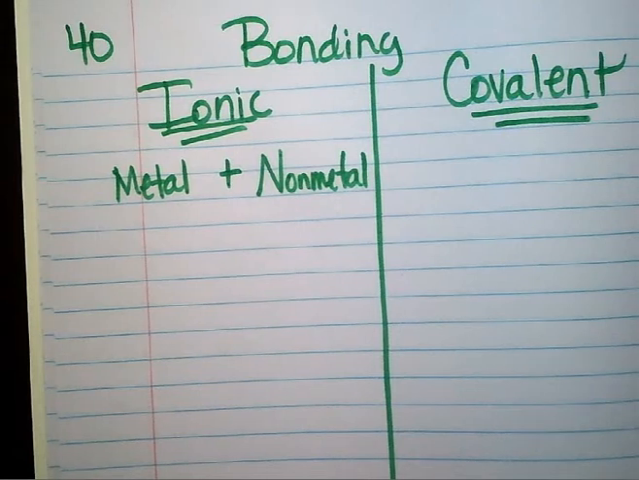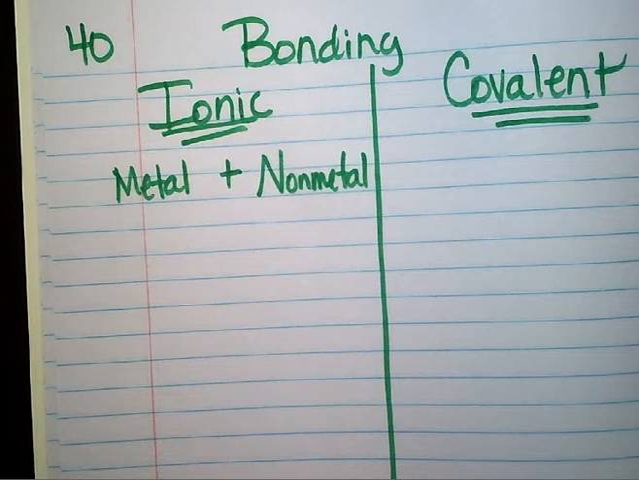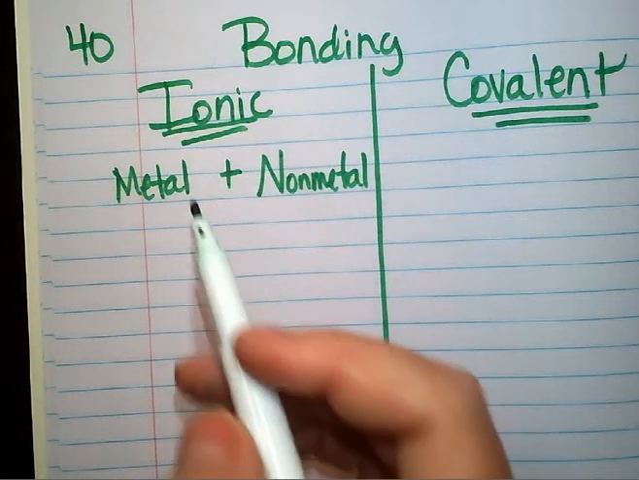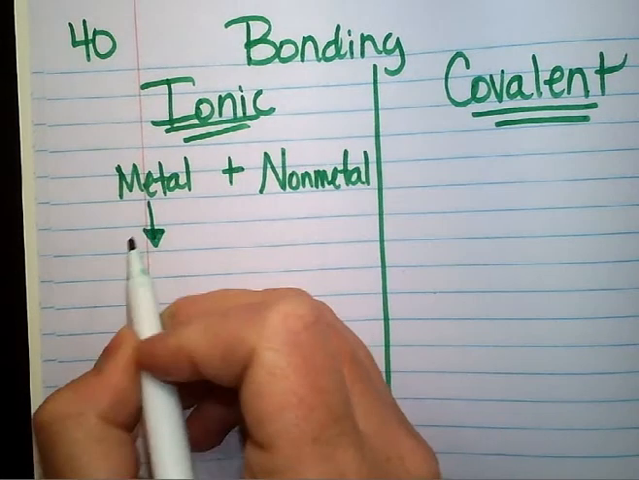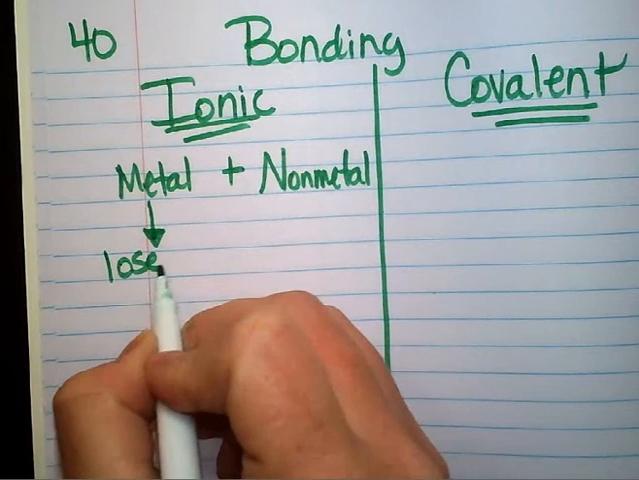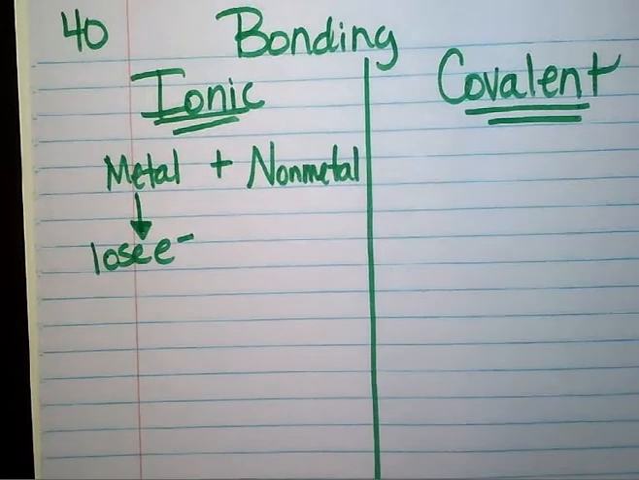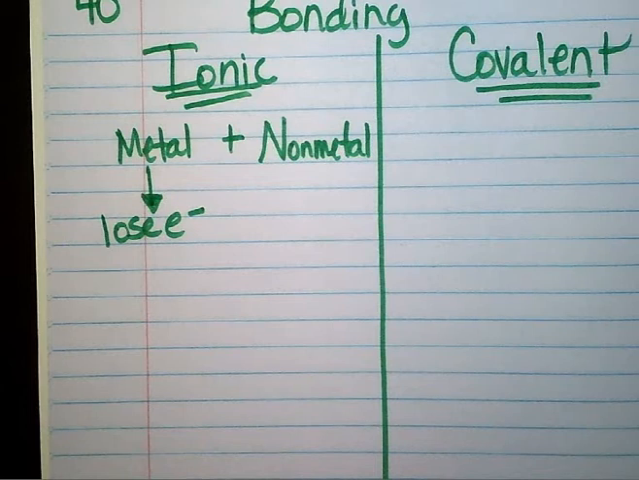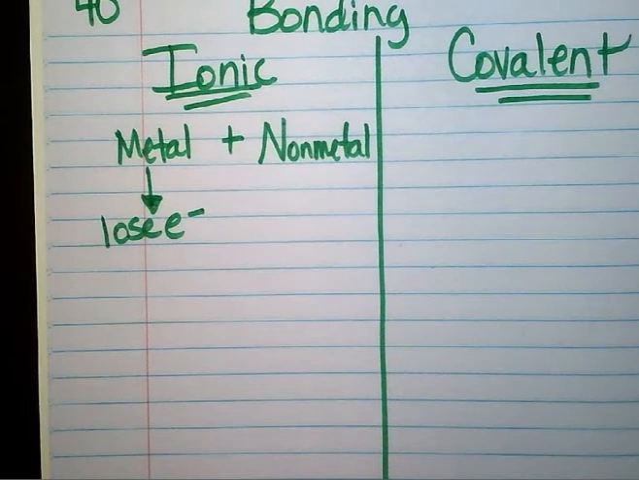All right, so ionic is always a metal bonding to a non-metal. And this is what happens. Remember, things bond based on their valence electrons. So a metal is going to lose electrons. And I just wrote that shorthand. My e negative means electrons because electrons have a negative charge.